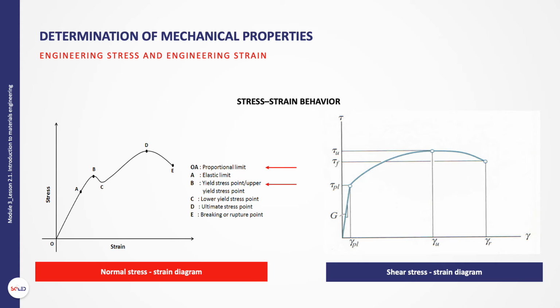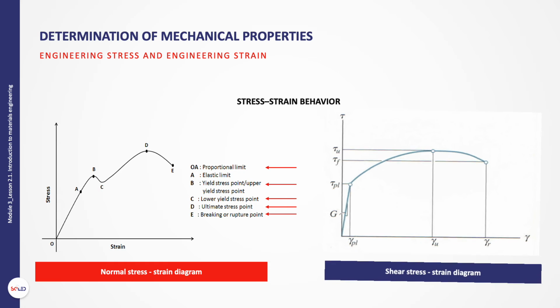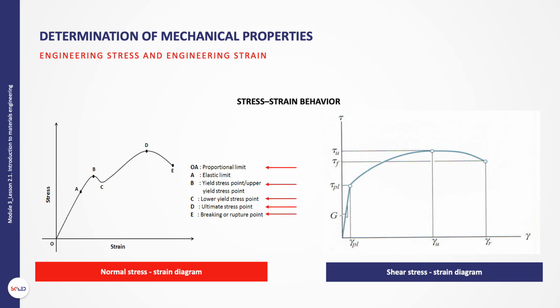Point B corresponds to the material yield stress, while point C corresponds to the lower material yield stress. The maximum value of stress corresponds to point D, and it is called the material strength limit, or ultimate stress. Finally, at point E, we have a material failure or fracture. A similar shear stress-strain diagram can be derived for a shear loaded body, right figure.